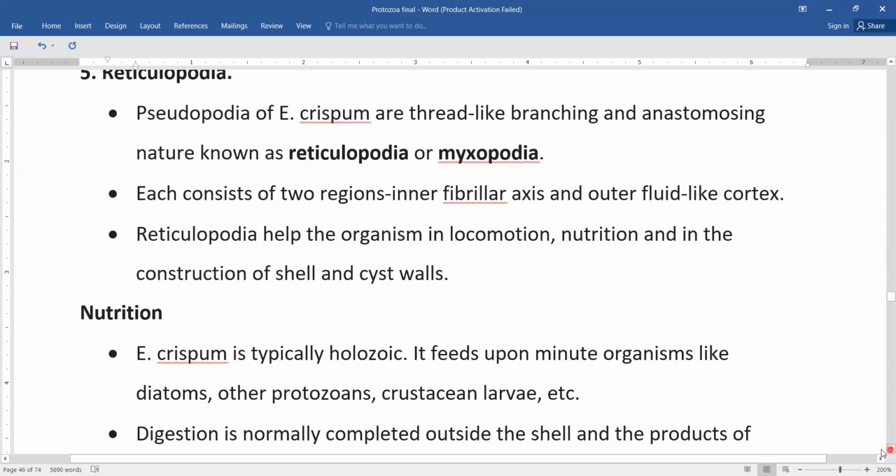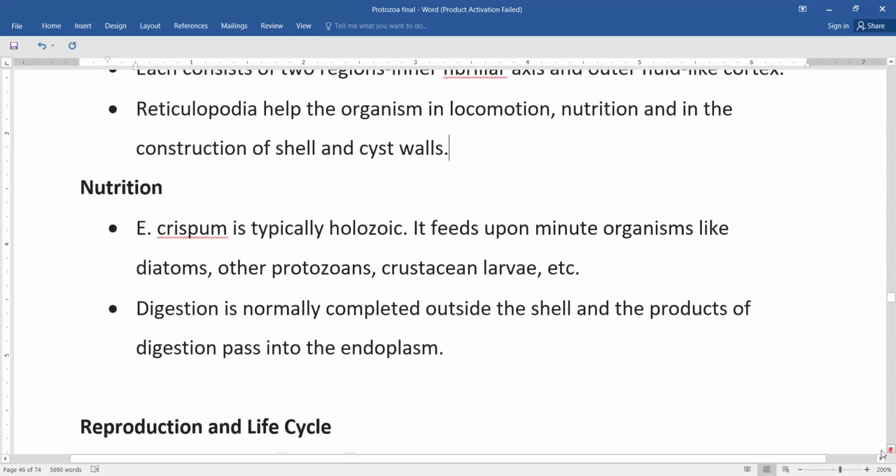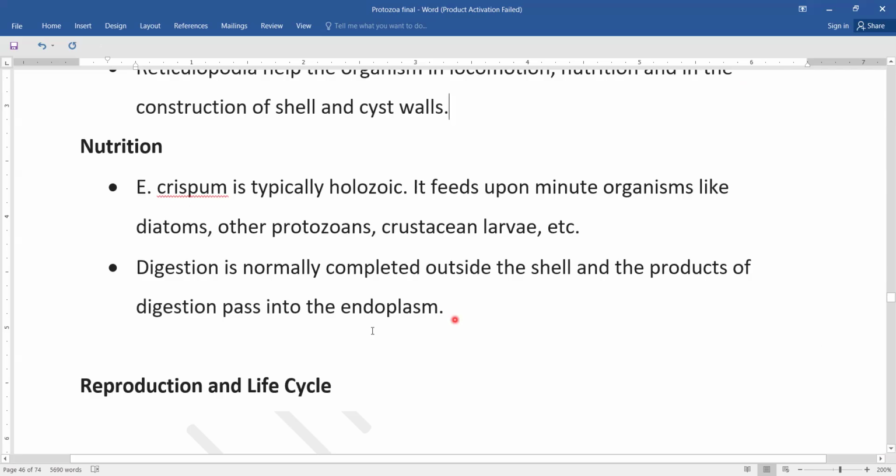During harsh conditions, nutrition is not much important, but this question was asked once. What is the kind of nutrition in most of the protozoans? Holozoic. That means simply eating solid substances. So Elphidium crispum is also holozoic. It exhibits a holozoic nutrition. It feeds upon minute organisms like diatoms, other smaller protozoans, crustacean larvae, etc.